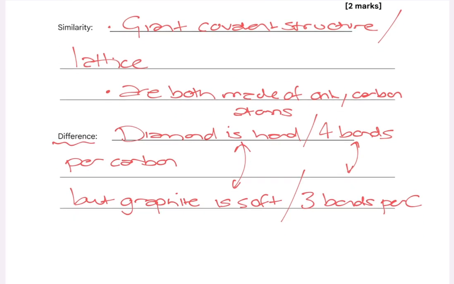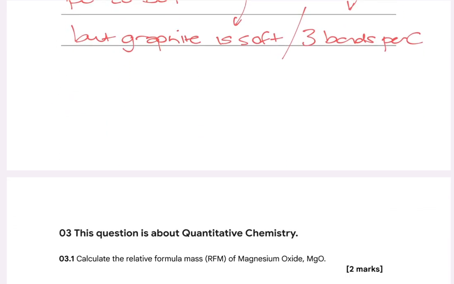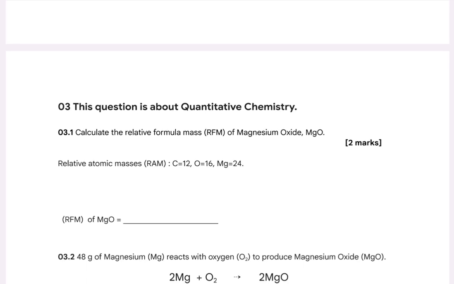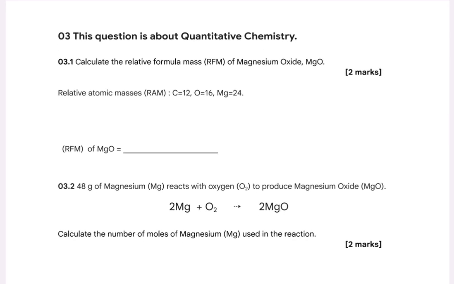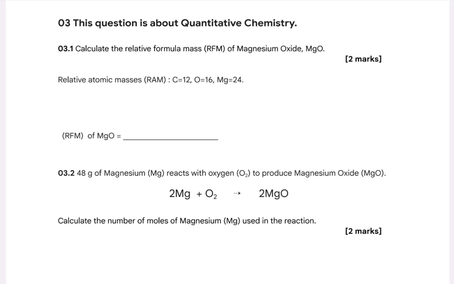So again, moving on, as I say, we're trying to make this paper a little bit quicker. We're not doing as much explanation, trying to make it a little bit more rapid fire here. So we're straight into question 3, a calculation. It's asking us to calculate the relative formula mass of magnesium oxide. Now it's given us the formula, which is MgO, which means we've got 1 magnesium and 1 oxygen in that compound.